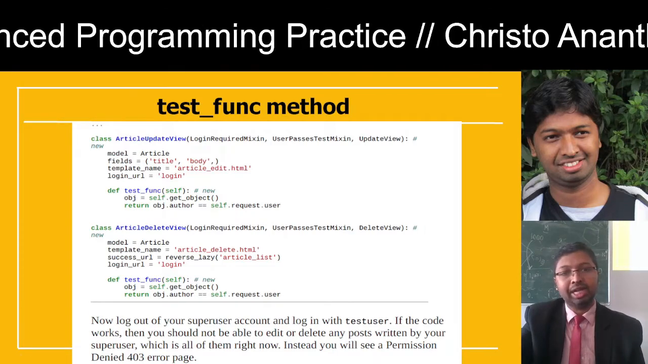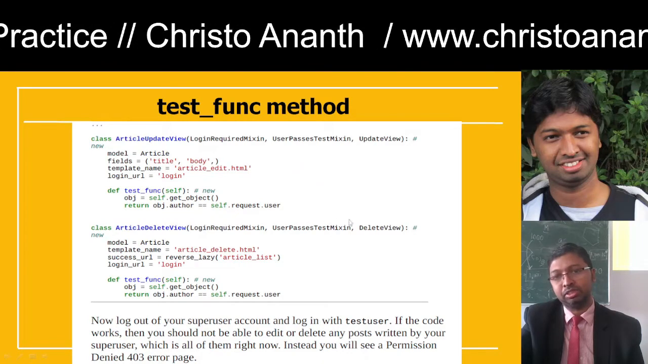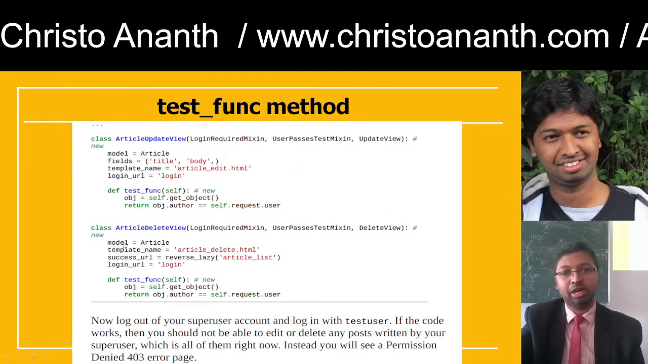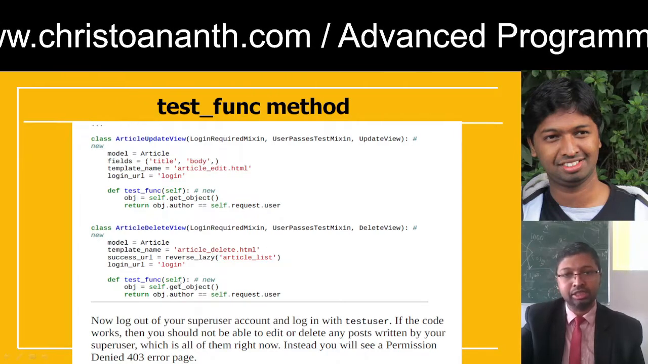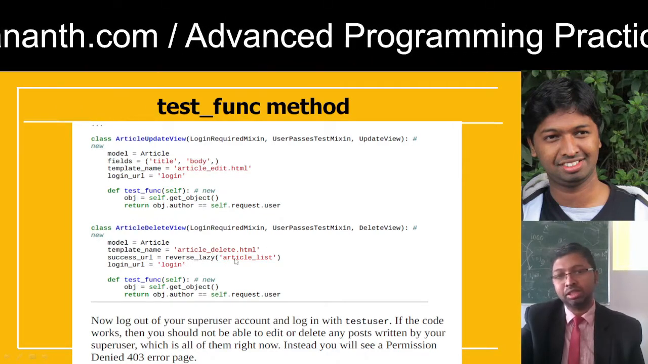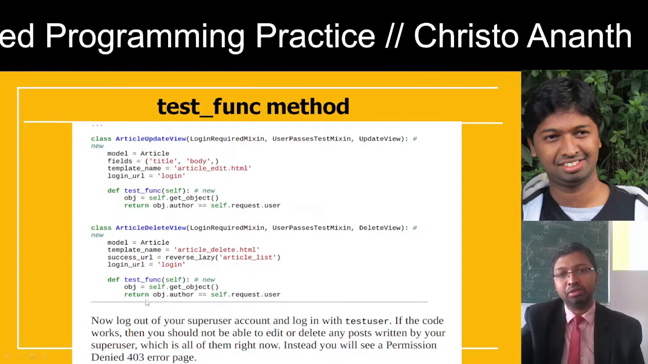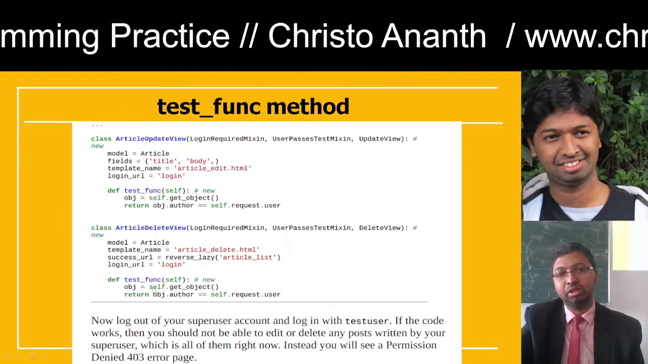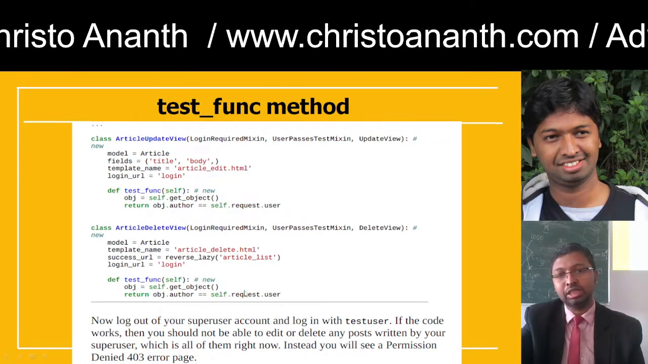So you have class ArticleDeleteView. So that is LoginRequiredMixin, UserPassesTestMixin, and DeleteView. So you have the model, okay, Article, the template_name article_delete.html, success_url equal to reverse_lazy, okay, the article_list, and login_url equal to login. Okay. Then you have a test_func, okay, obj equal to self.get_object, return obj.author == self.request.user.